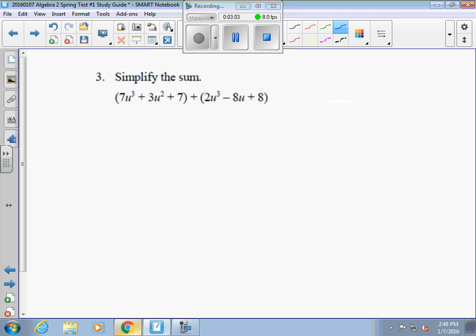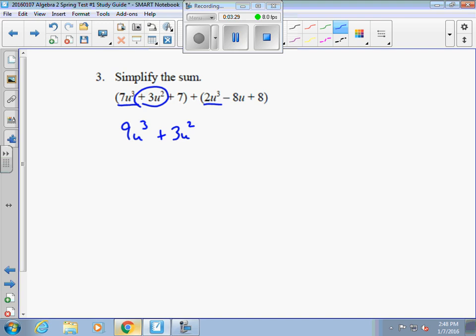This is simplifying the sum, so now you're just adding it, so it's just keeping all the same signs. The biggest degree, again, 7u to the third plus 2u to the third. 7 plus 2 is 9u to the third. The next biggest degree is 3u squared, there is no other u squared. Notice there isn't one in the polynomial on the right. So it's just positive 3u squared, just like it's written.